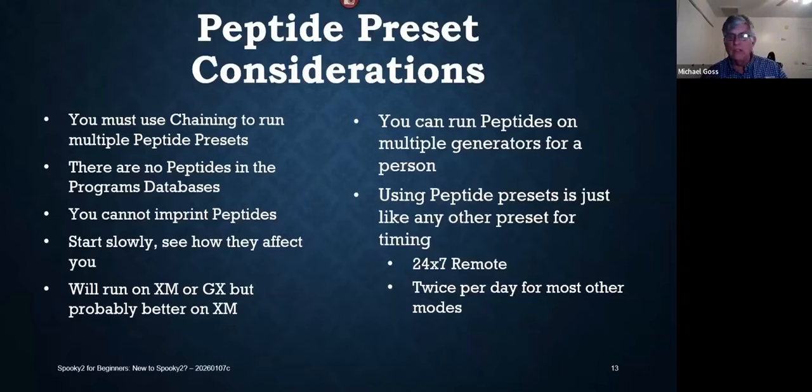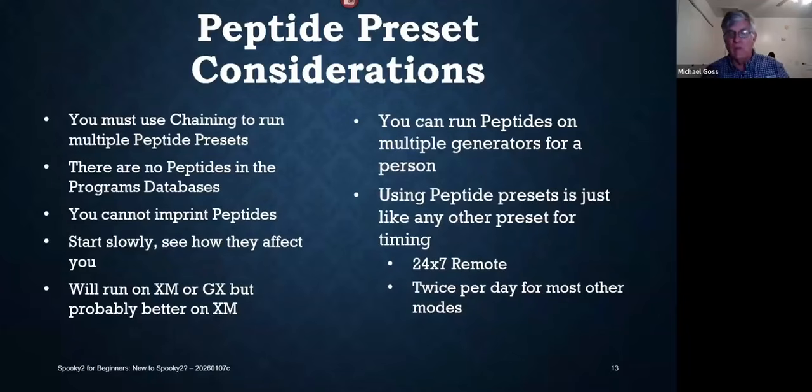If you can run them on a GX, I would. If not, you do start on the XM. You can run them on multiple generators for a person. So if you had 3 XM generators, you could run the different things on each generator. You don't really need to run the same thing on each generator. And using them, it's just like any other preset.